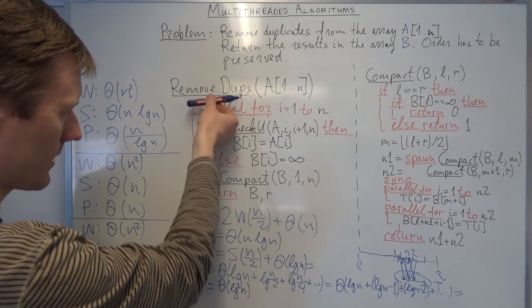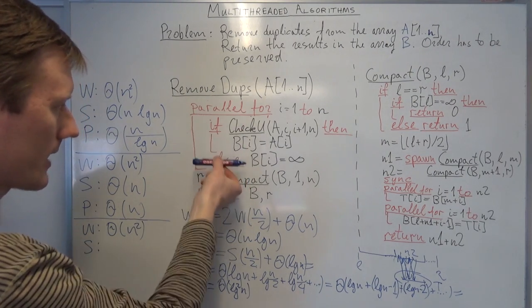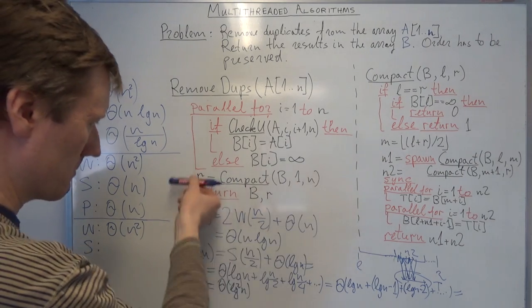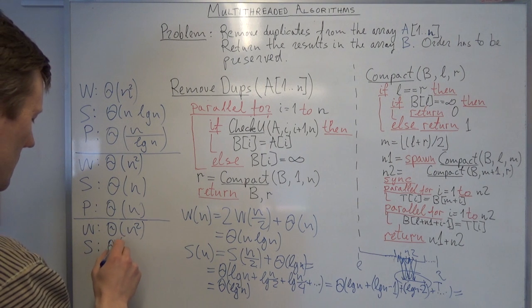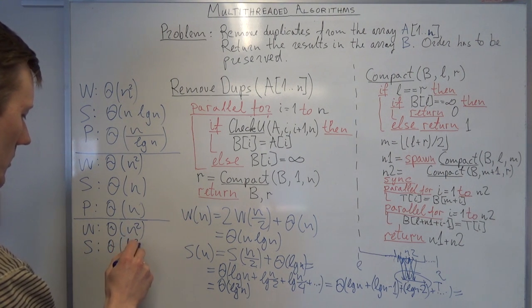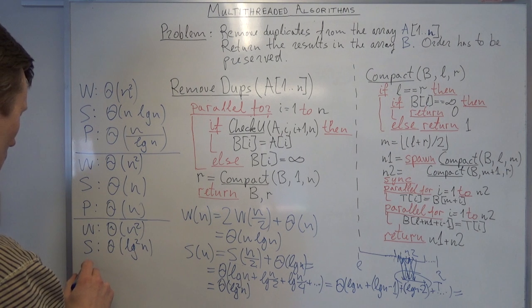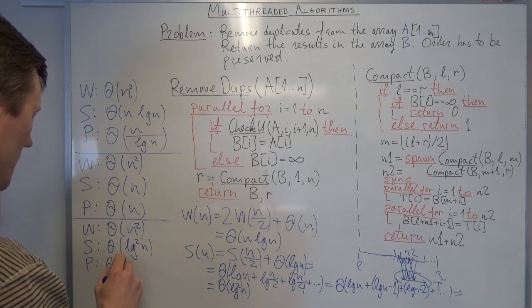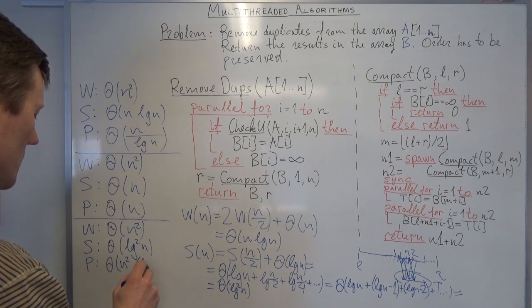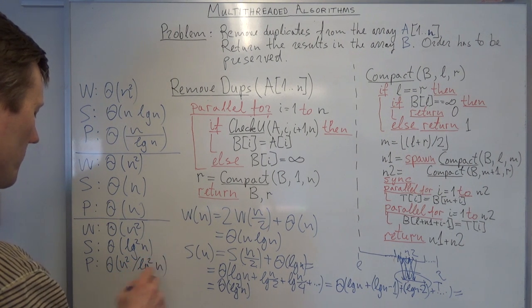Remember that the span of that was log n plus log n, so that's log n. So this part in terms of span dominates, so that's log squared n. And so the parallelism is n squared over log squared of n.